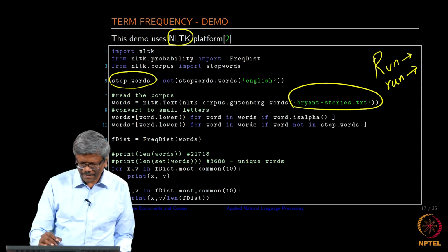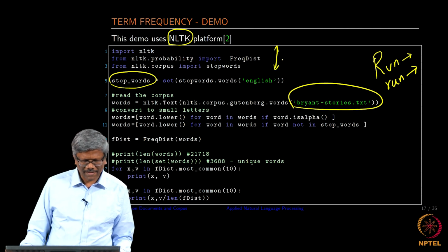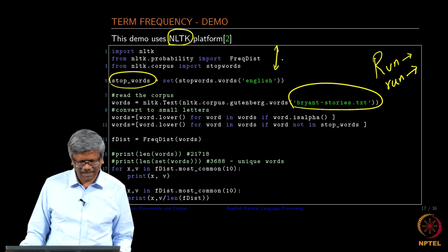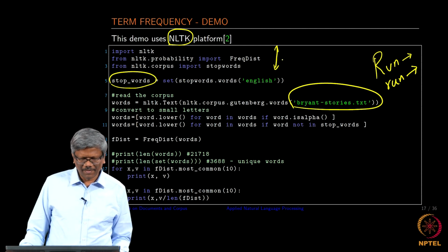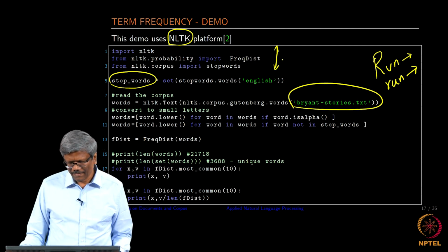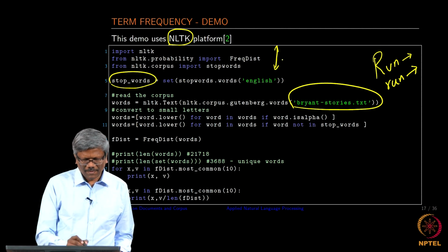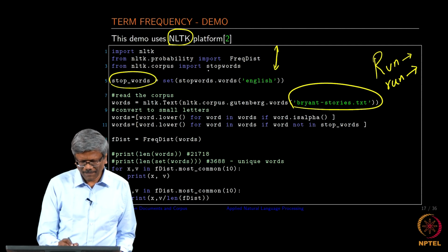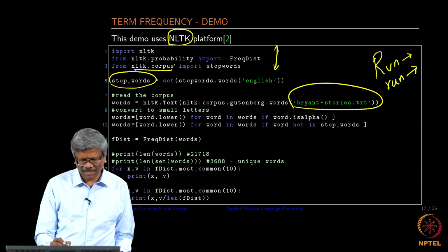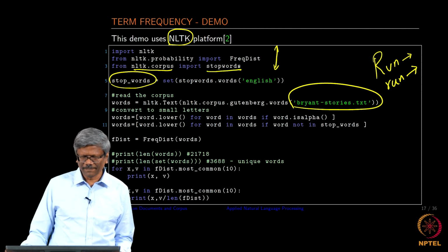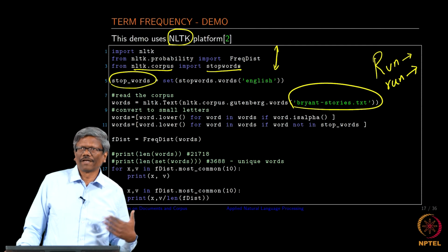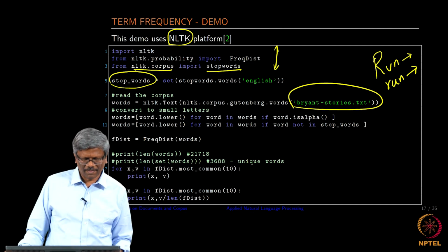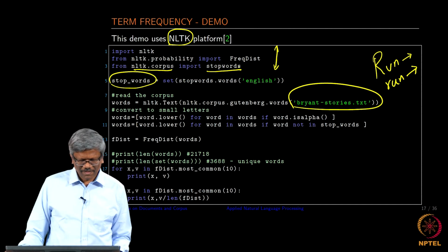For that, I made some imports. I am importing first the NLTK library, and then I am using the probability library of NLTK, wherein I have the frequency distribution defined. I am using the library from the corpus where stop words are defined. It should be possible for you to define your own stop words too, or add whatever you want to the existing stop words.